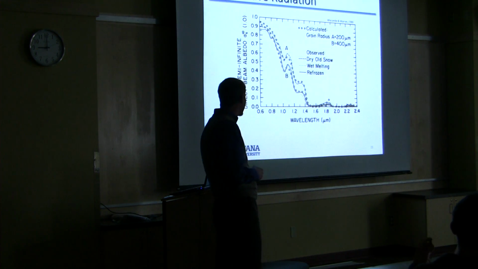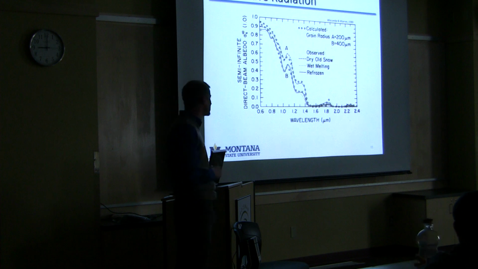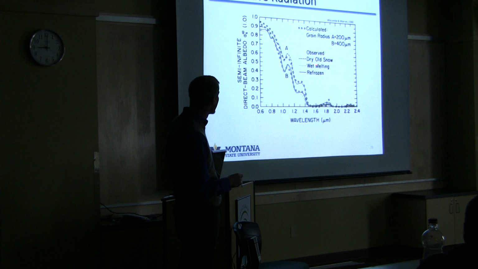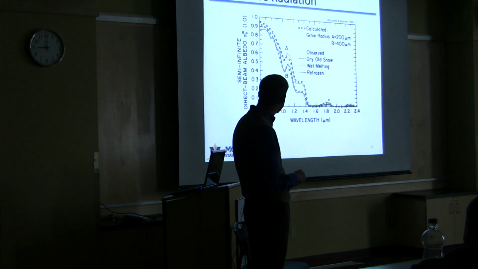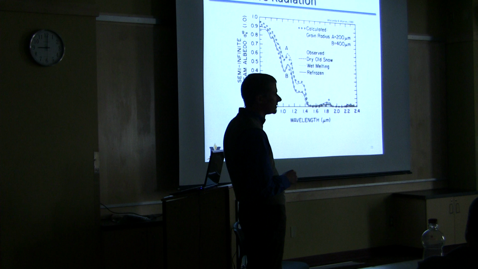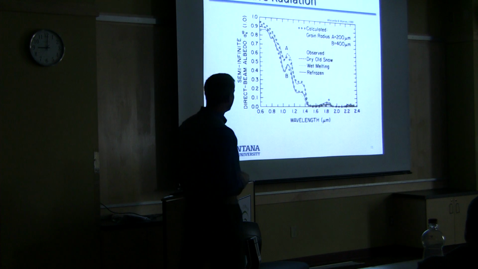So this is a classic graph from Wiscombe and Warren. This is showing what the albedo curve looks like with wavelength for dry and melting snow. Down in this range here is the visible. You can see it's 80 to 90%. Here's the near infrared, kind of in the middle, and then you get out into the thermal range, and it goes to zero. It's totally being absorbed.